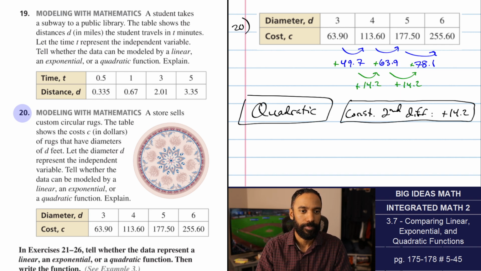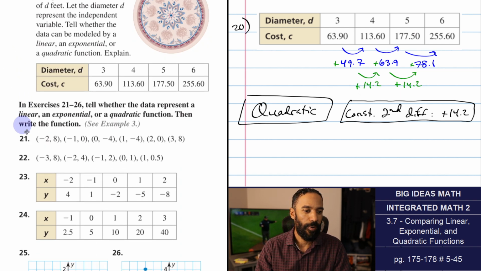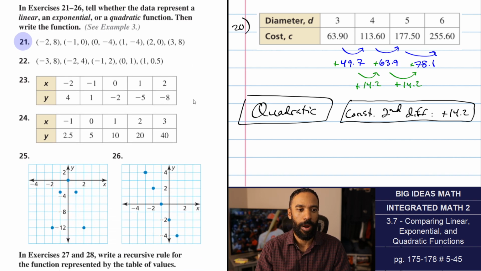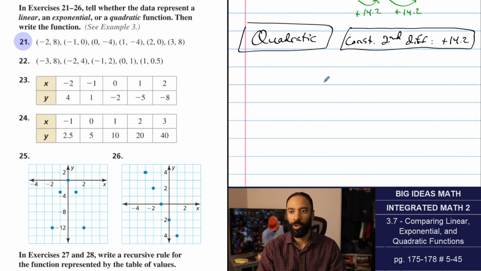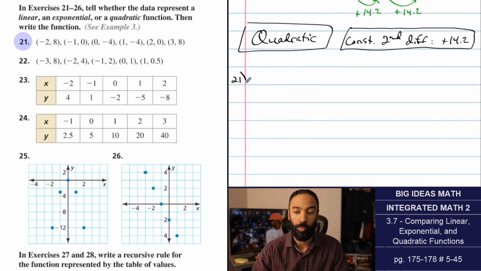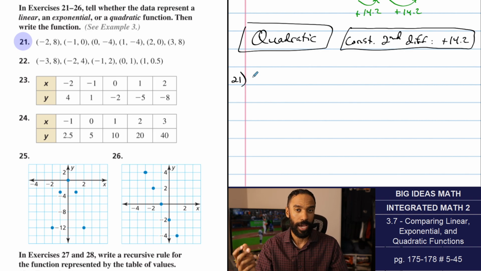All right. I forget what the context of the problem is. Circular rugs. Numbers 21 to 26. Tell whether the data represents linear, exponential, or quadratic, then write the function. So now we're going one step further with this thing. The reason we have to tell it is so we know what kind of function to write. Whether or not they asked us to tell it, we got to know.